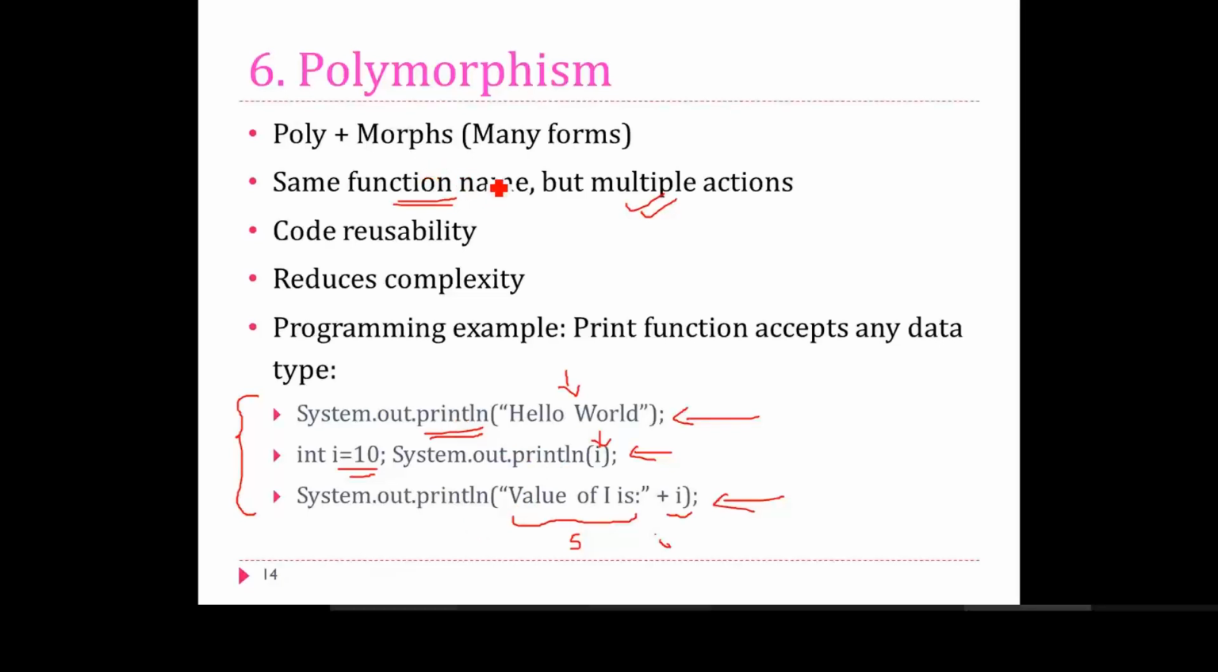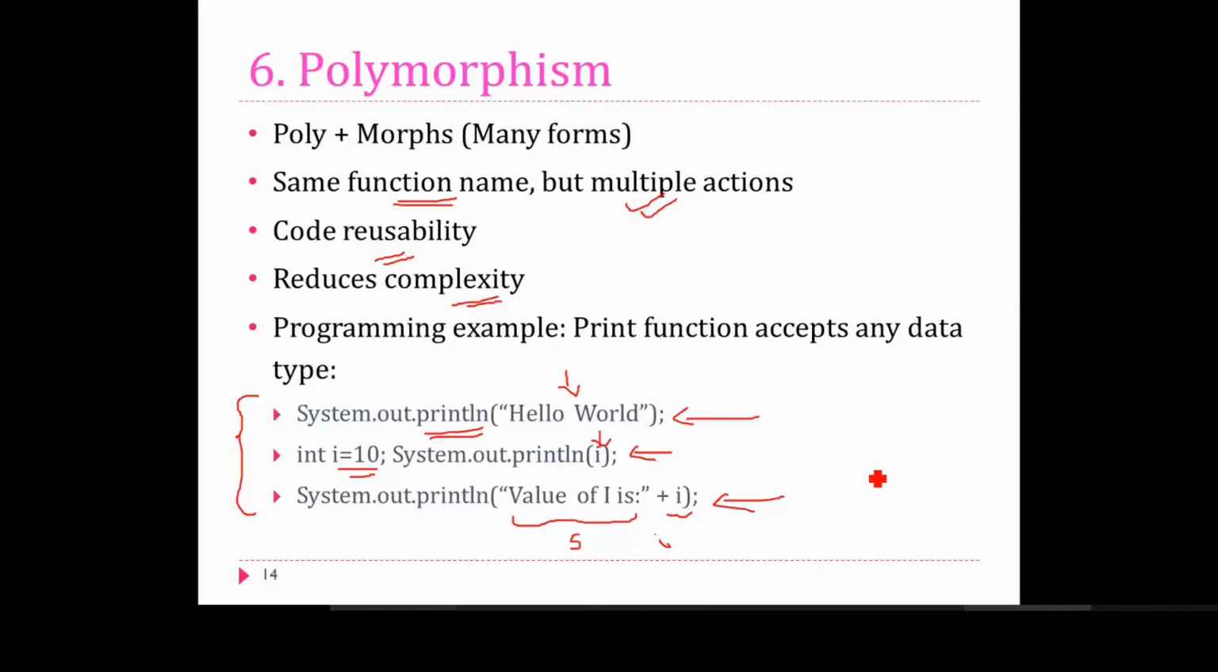So what might be the advantage of polymorphism? I'm having code reusability, and it is also going to reduce the complexity. So what is the complexity? Imagine I'm having three different function names over here. One is called print string, another is called print integer, and another is called print combination. So it is very tough for us to remember the names of the functions. I'm just using println as a function name. So for remembrance and for reducing the complexity, I am using polymorphism.